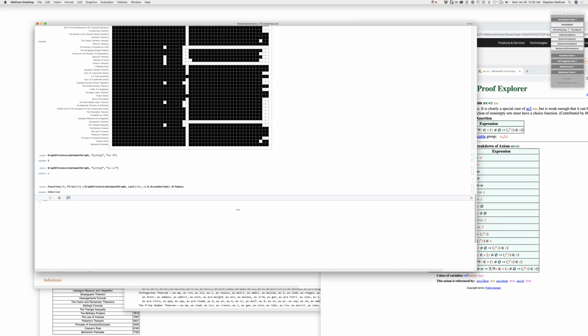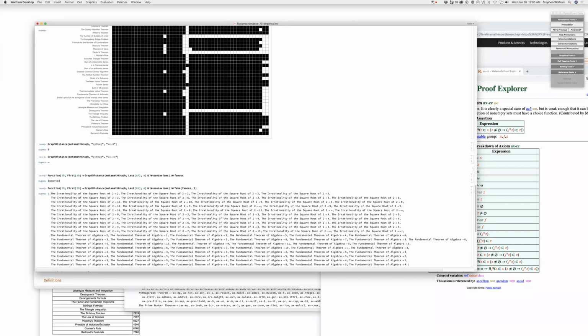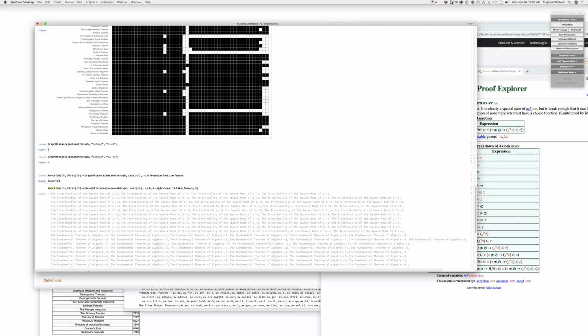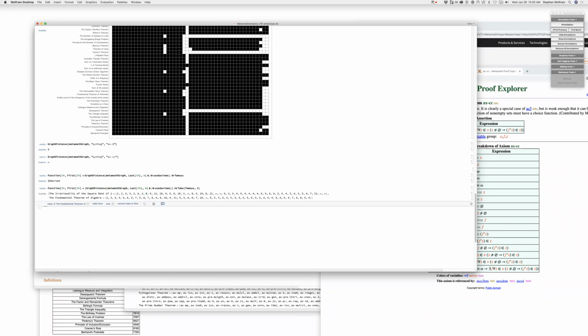Well, this is too slow. Let's just check that it works on the first 3 of them. Oh, that's very wrong. That's what I want to say. Okay, that's our distances to the axioms. Great. Okay, let's do this. Let's do a parallel map of this.